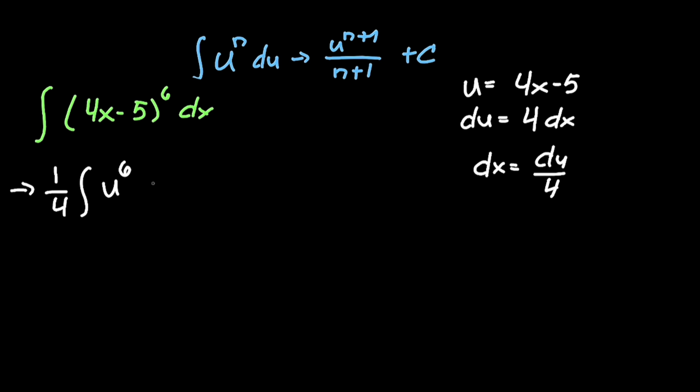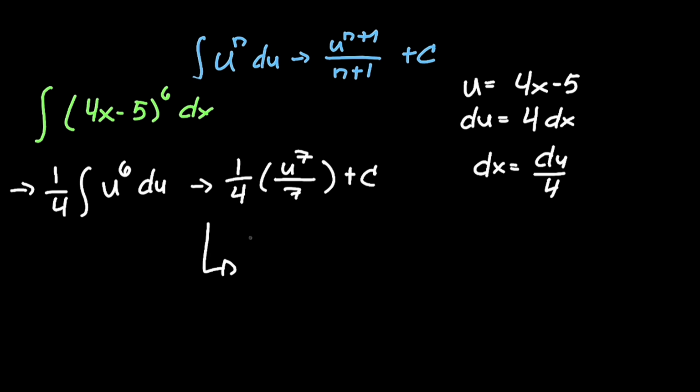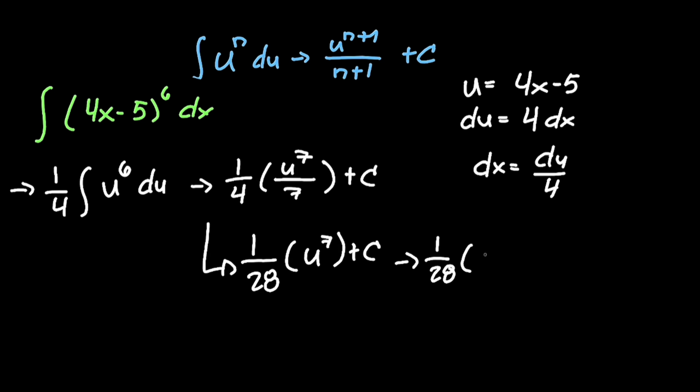Take the integral of u to the 6, which will be u raised to the power of 7 over 7 plus c. So 1 over 28 of u raised to the power of 7 plus c. Substitute u back into its original form, you will get 1 over 28 multiplied by (4x minus 5) raised to the power of 7 plus c.